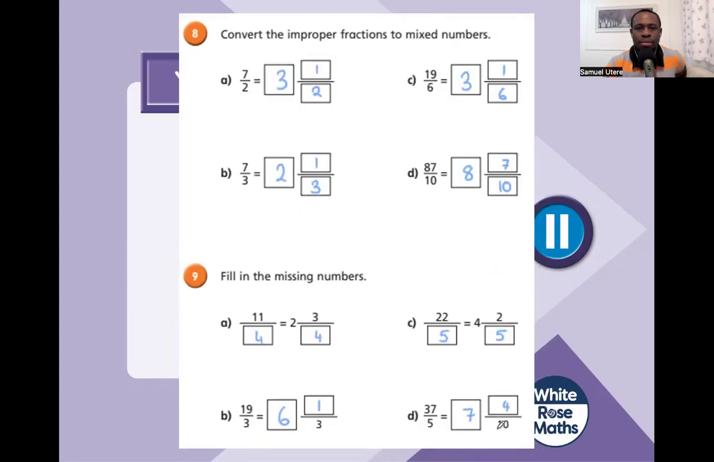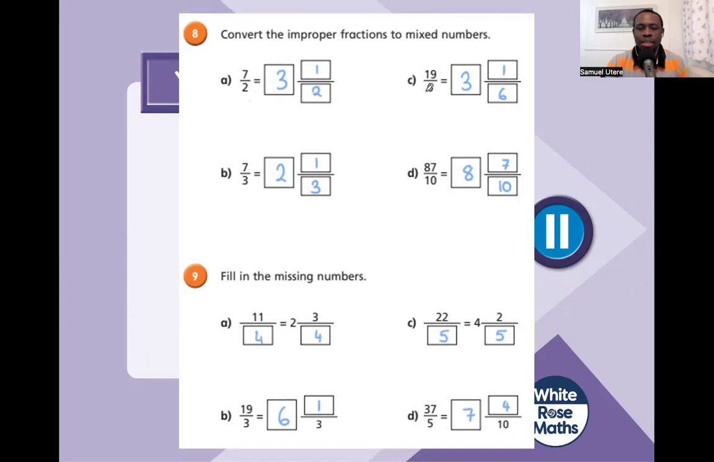Here you're asked to convert the improper fractions to mixed numbers. And very quickly, by now, you should know how that works. So to do this, we can simply say 7 divided by 2 is only 3 times because 3 times 2 is 6. So our remainder is 1. We write 1 out of 2.